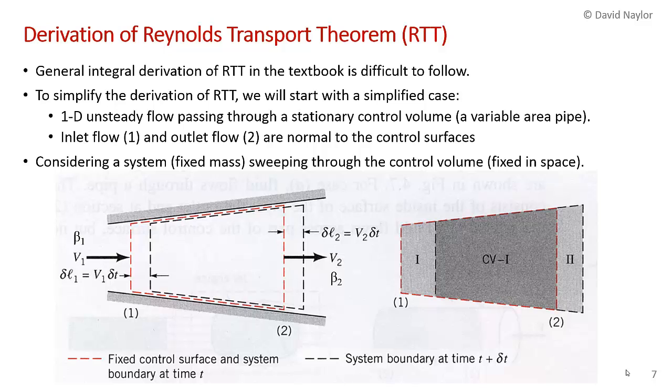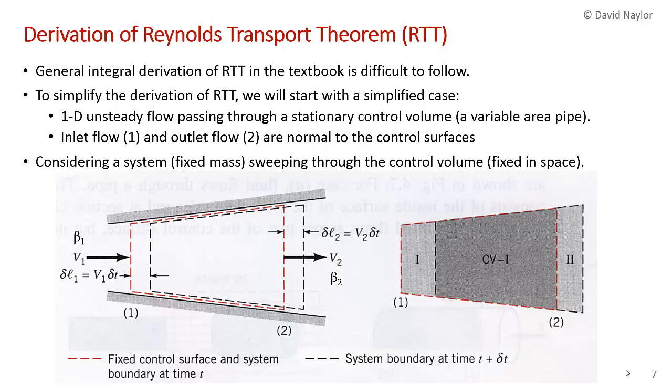Okay, now we've defined our generic property B and the corresponding intensive property beta. We can move on to derive Reynolds Transport Theorem. Now, your textbook has a general integral definition of Reynolds Transport Theorem, but I think for someone seeing this for the first time, it's actually quite difficult to follow. So I thought I'd start with a simplified derivation, and then after you've watched this video, you can go back and look at the more detailed derivation in your textbook, and it should be easier to follow.